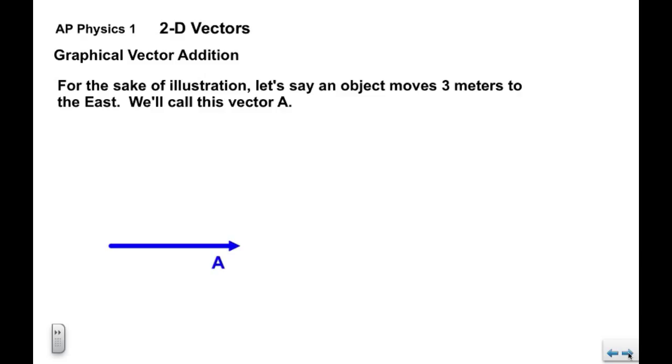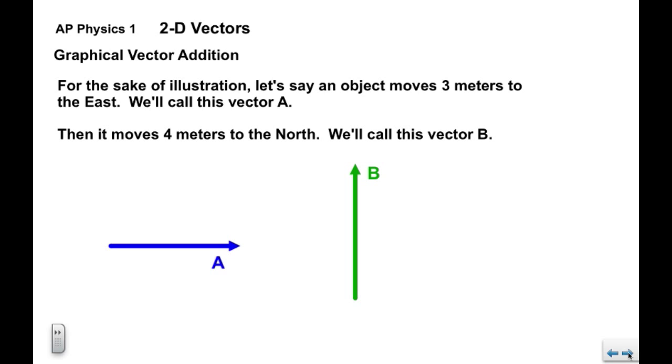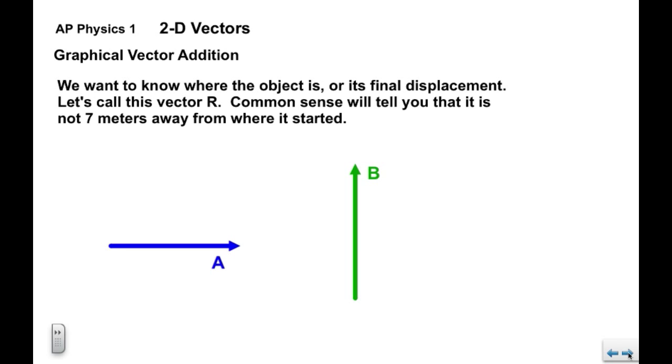All right, for the sake of illustration, let's say an object moves 3 meters to the east. We'll call that vector A. And then it's going to move 4 meters to the north. We'll call that vector B. We want to know where the object ends up, or what its final displacement is. We'll call this resulting vector R. Common sense will tell you that it's not 7 meters away from where it started, even though it went 3 and then 4.